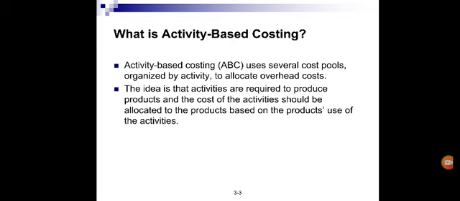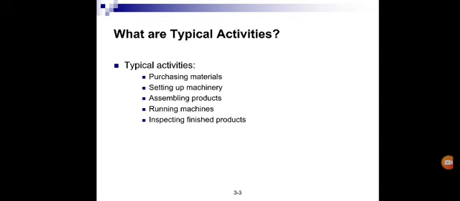So you will use 4 allocation bases to calculate the overhead cost for the soft drink. Okay, let's see. There is more explanation about this.